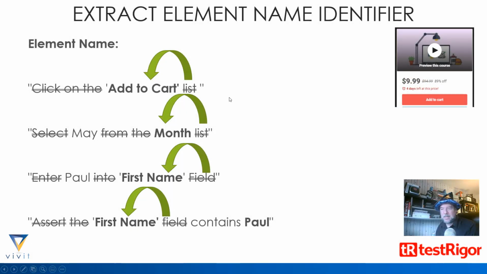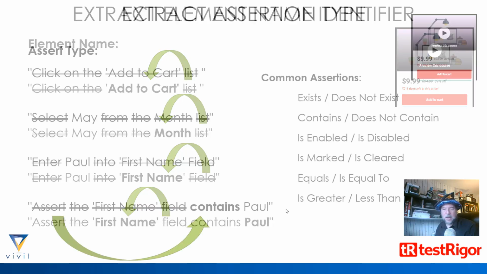All right, so now we've got the element figured out, what that's going to be, like our list and our field. The next thing is we need to find out what is the text that is being used to identify which one we're looking for. And we could do that in a couple ways. Basically, anything that's to the left of wherever we found the element is going to be that descriptor. Add to cart list, month list, first name field. First name field over here. So basically anything to our left is our descriptor that gets our item.